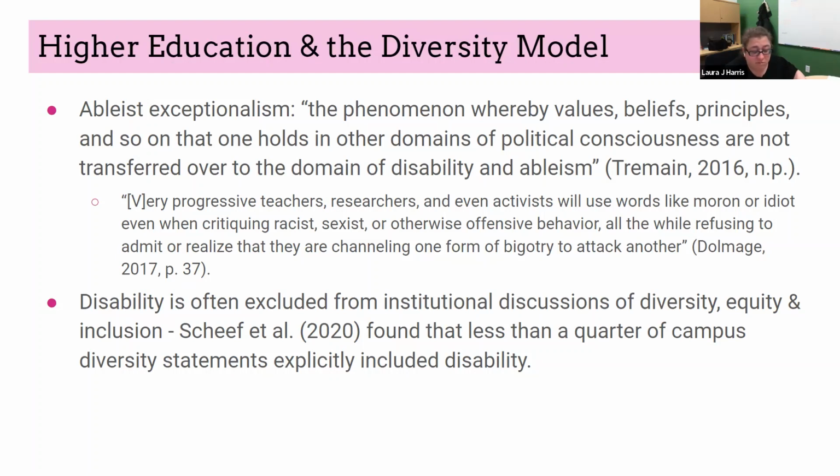mentioned disability in their statements about diversity, equity, and inclusion. So that sort of exceptionalism, where we're thinking we're social justice minded, but not when it comes to disability, is very common. And I think it's something we need to address.